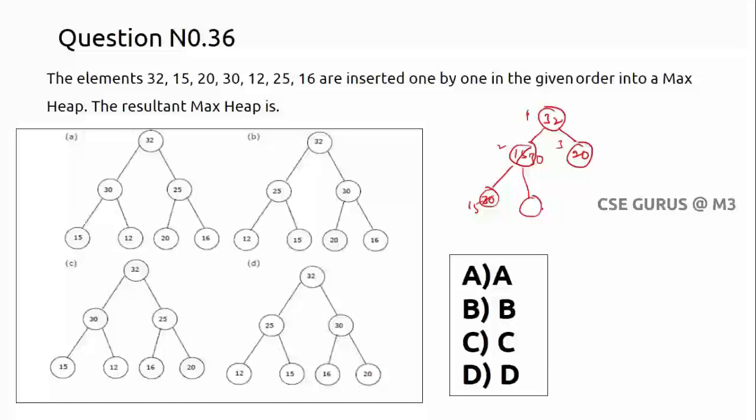Now the next element 12 here. Is 12 less than 30? Fine. Next 25. First you need to insert. Is 25 less than 20? No. 25 here, 20 here. Next 16. 16 here initially. Is 16 less than 25? Yes, fine. Now this is a heap that can be constructed. So which option is correct? I think option A is correct, right? You can see.